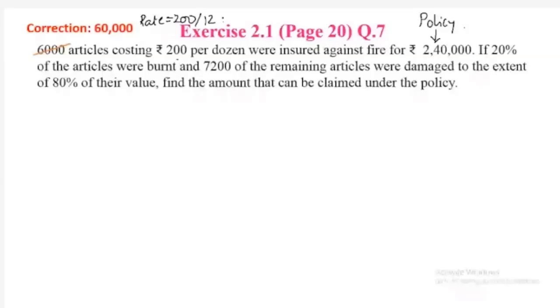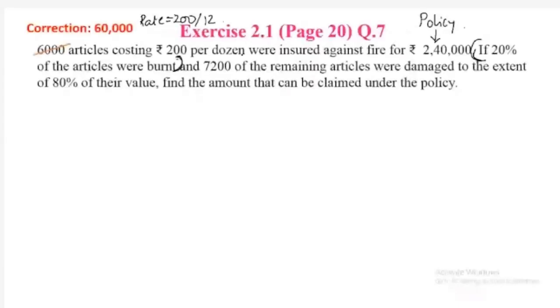Yeah, I know you are asking for that loss part. I am doing it. Okay. Now what they are saying? If loss calculation, if 20% of the articles were burned, how many articles we have? So let me do it here properly. 60,000. What is 60,000? Total articles.